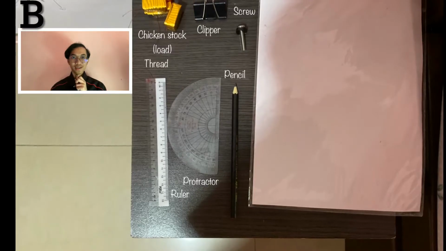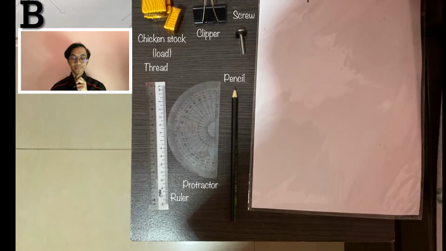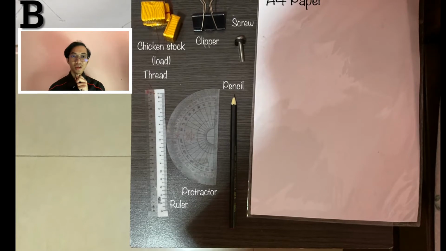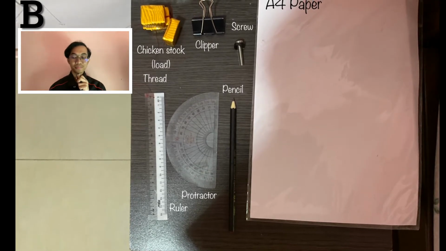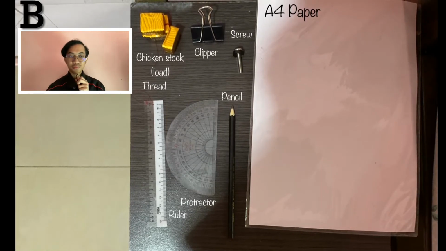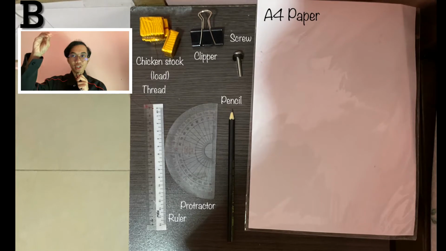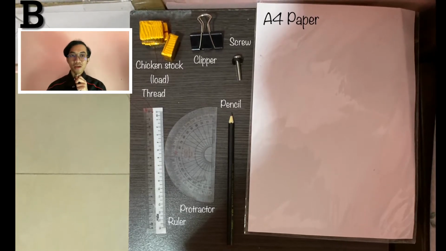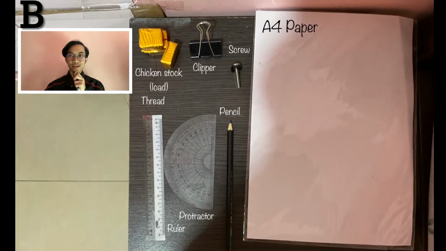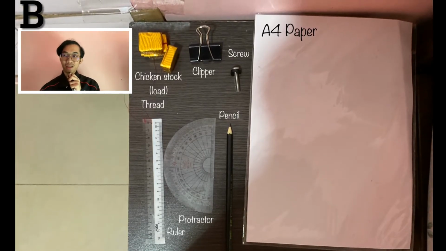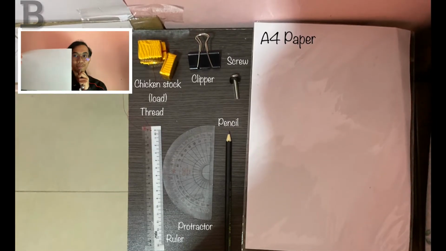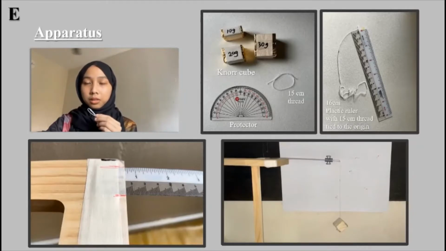For B section, these are the apparatus that I use. Knorr chicken cube stock as load, plastic ruler as beam, paper clipper as clamp, thread for transferring load, a protractor for 45 degree determination, a pencil, a screw, and A4 paper.